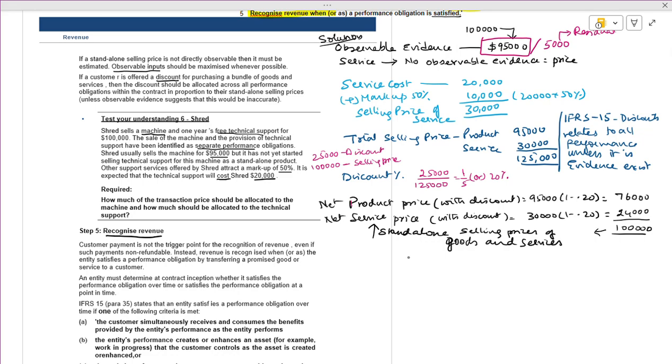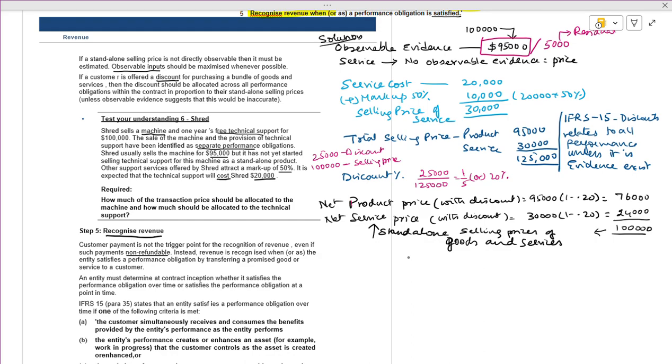Customer payment is not the trigger point. You paying the amount is not the trigger point of revenue recognition. In some cases some payments are non-refundable. This is where the critical issue is, where it is refundable and where it is not refundable. The customer payment is not the trigger point for revenue recognition. Take it very slowly, understand it very clearly.